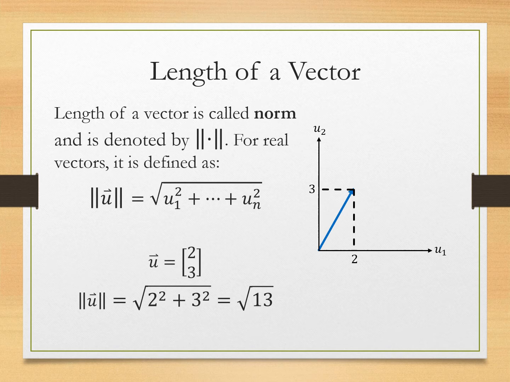Now, the norm might not be this simple in cases beyond real vectors. This is for real vectors. This is what we have. But in more complicated cases, you might have a more complicated norm. In this course, we only deal with real vectors. Okay, that's the length.